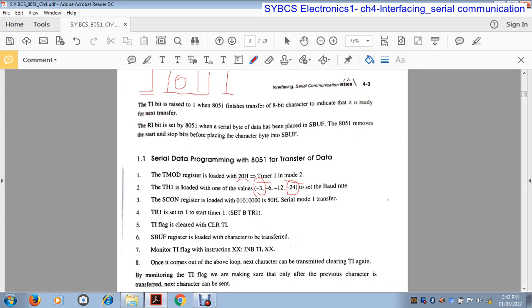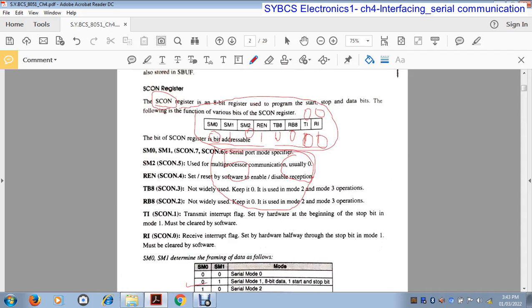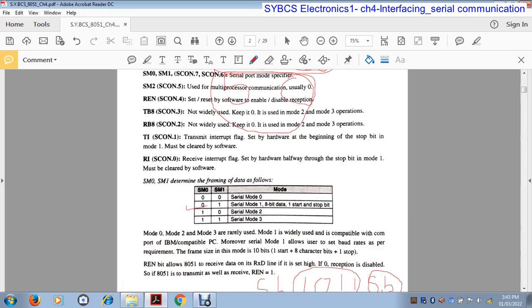Okay, the SCON register is loaded with value 50H. Why 50H? Here I am explaining why we put the 50H value in the SCON register.